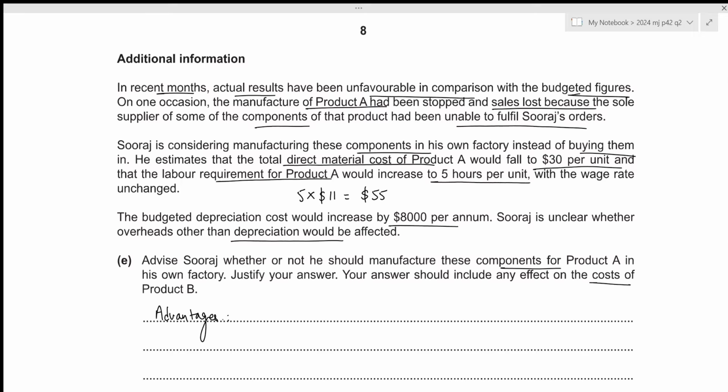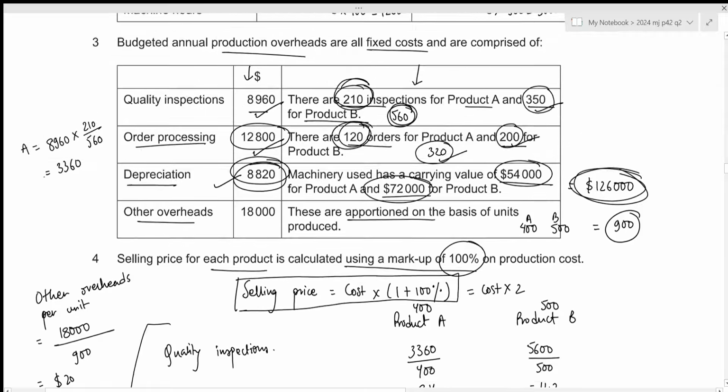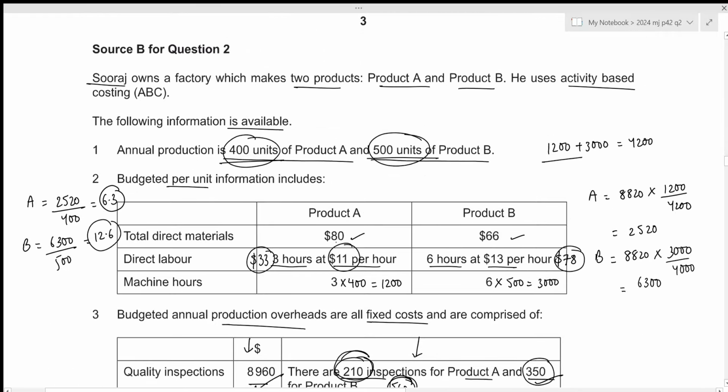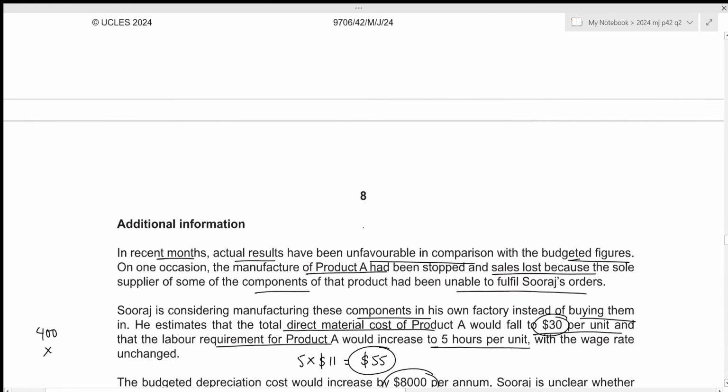Okay, let us do the calculation first. We have our total direct material per unit to be 30 now, direct labor to be 55, and we have a cost of 8,000 per annum. That is the increase in the depreciation cost. So for product A, we are producing 400 units. Now let's talk about the changes. Previously, total direct material was of 80 and the labor was of 33. Now the material will be of 30.